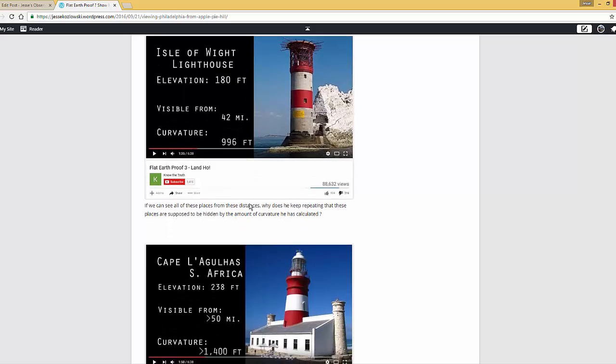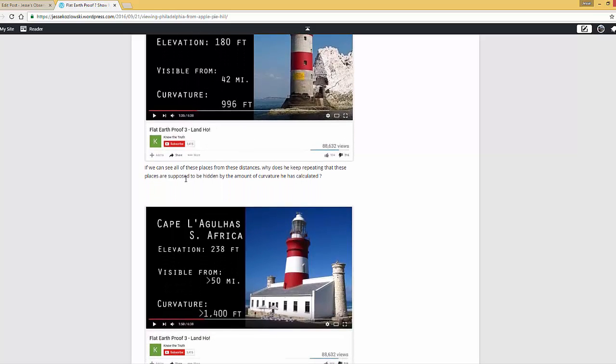Here's another one, in England, and it's seen from 42 miles away, which is a good thing, I guess, if you want to make sure ships can see your lights. It says it's supposed to be hidden by 996 feet of curvature. So if we can see all these places at these distances, why does he keep repeating that these places are supposed to be hidden by the amount of curvature he has calculated?